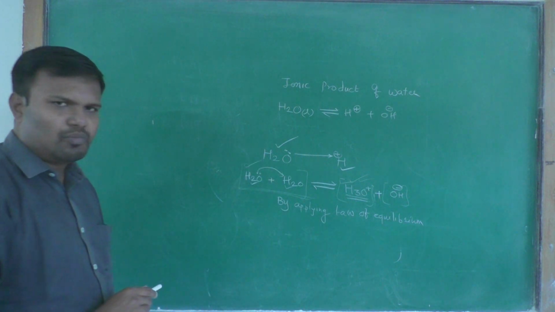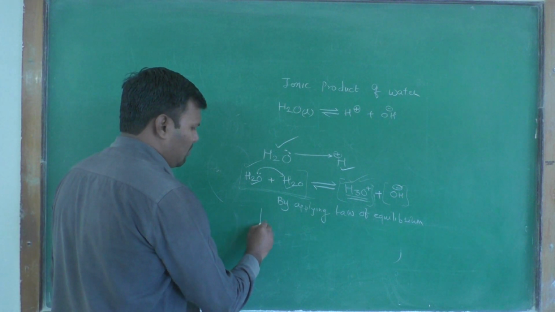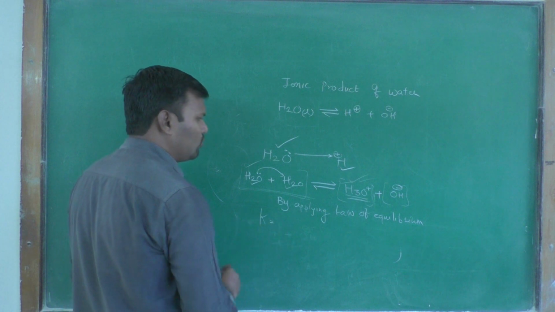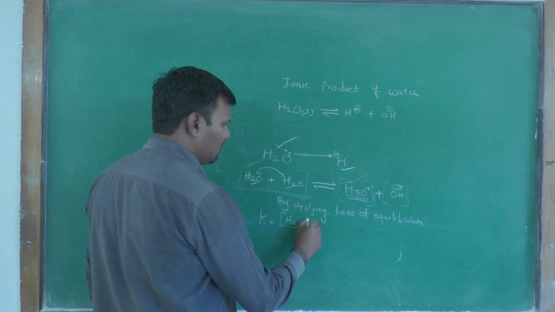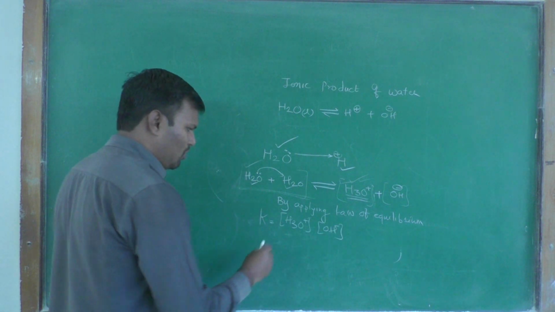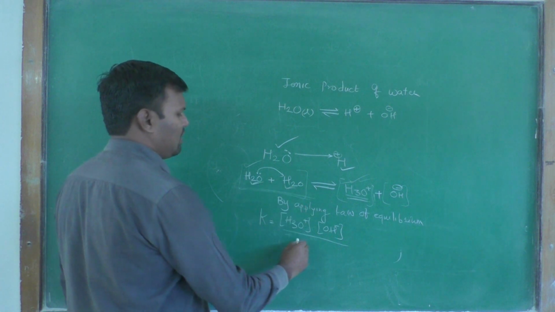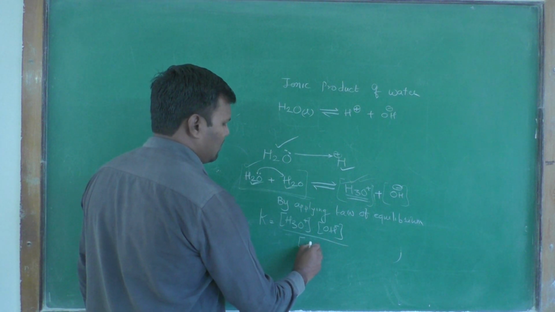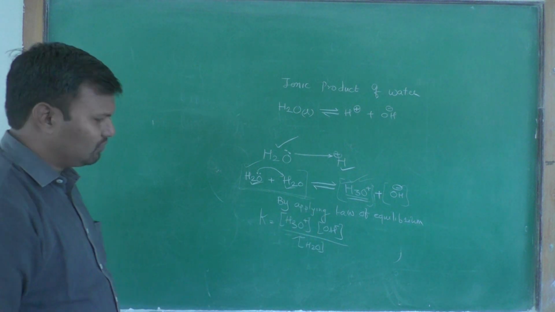undissociated molecules. Therefore, the equilibrium constant K is equal to H3O plus and OH minus upon H2O. Since the H2O is the same, we have to take a single H2O concentration.